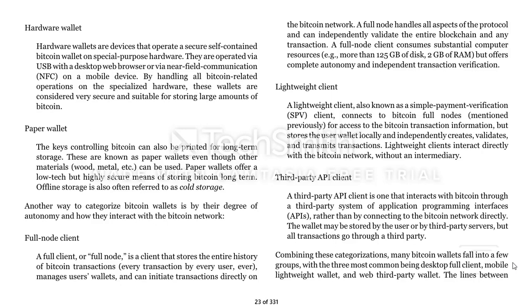Another way to categorize Bitcoin wallets is by their degree of autonomy and how they interact with the Bitcoin network. Full node client. A full client, or full node, is a client that stores the entire history of Bitcoin transactions, every transaction by every user, ever, manages users' wallets, and can initiate transactions directly on the Bitcoin network. A full node handles all aspects of the protocol and can independently validate the entire blockchain and any transaction. A full node client consumes substantial computer resources, e.g., more than 125 GB of disk, 2 GB of RAM, but offers complete autonomy and independent transaction verification.